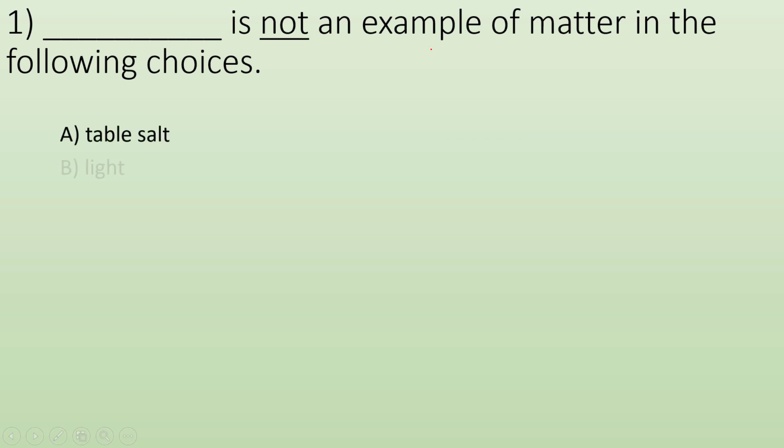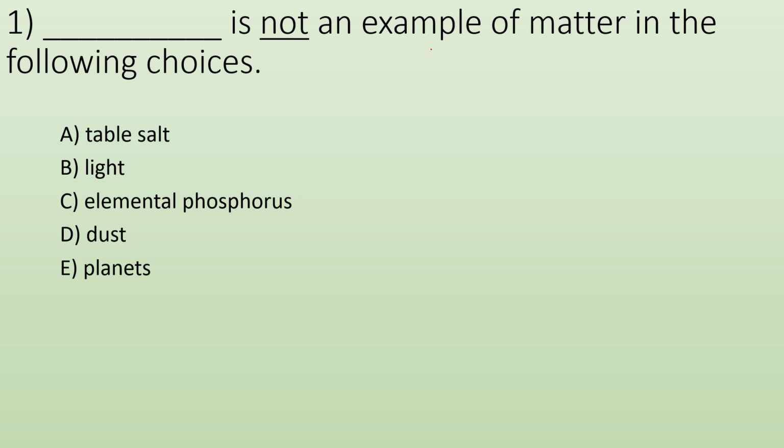So 1, blank is not an example of matter in the following choices. So we got all these choices. Well, what exactly is matter? It needs to have mass, and it needs to take up space. So which one of these has no mass or doesn't take up space? Well, table salt definitely is matter. Light looks like it's the one that's not matter. Phosphorus is matter. Dust is matter. Planets are made of matter. So light would be the only example in this list that is not matter.